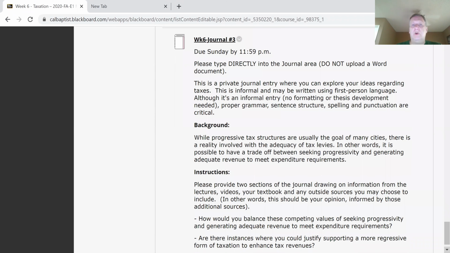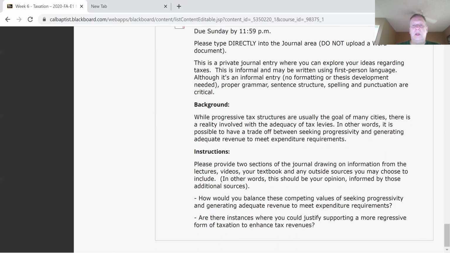Then you also have a journal entry. This journal entry, again, teases out this issue of progressivity versus regressivity. You can read the background. While progressive tax structures are usually the goal of many cities, there is a reality involved with the adequacy of tax levies. In other words, it is possible to have a trade-off between seeking progressivity and generating adequate revenue to meet expenditure requirements. So for this journal entry, I would like for you to think about the following. How would you balance the competing values of seeking progressivity and generating adequate revenue to meet expenditure requirements?